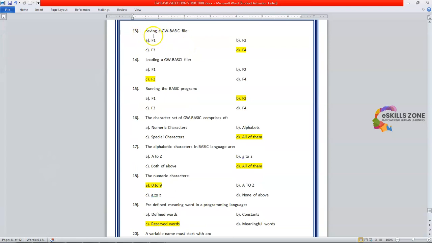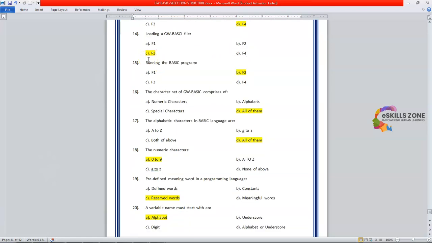Now number 13 is saving a GW basic file. We need a shortcut key for saving a GW basic file. The options are option A F1, option B F2, option C F3, and option D F4. Yes viewers, the right answer is option D F4. By pressing the F4 key you will be able to save a GW basic program into your hard disk.